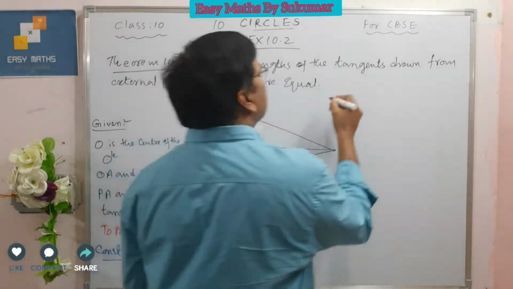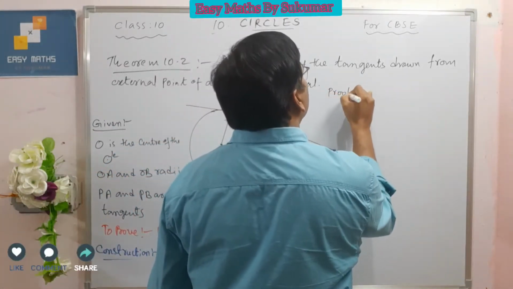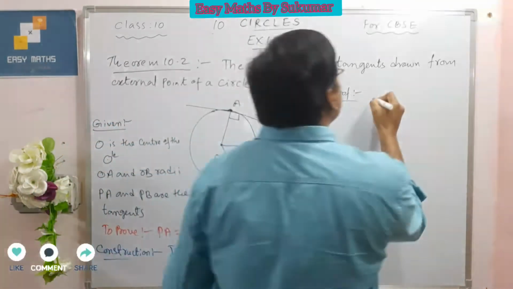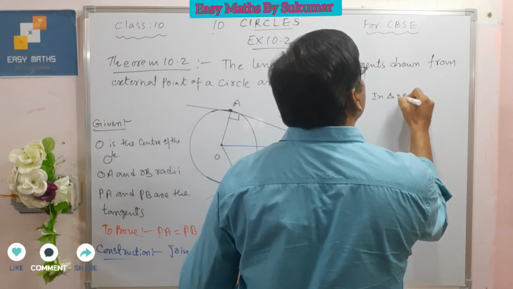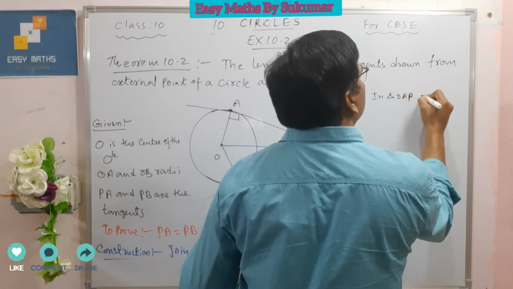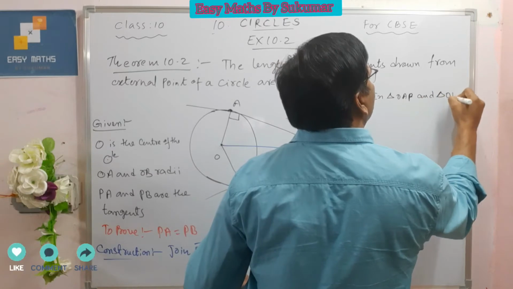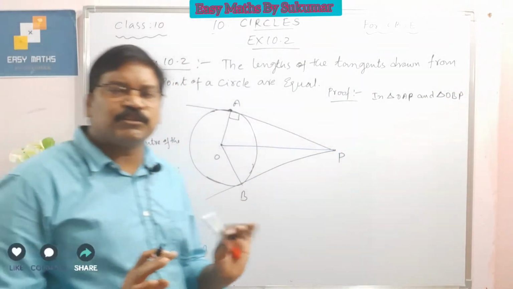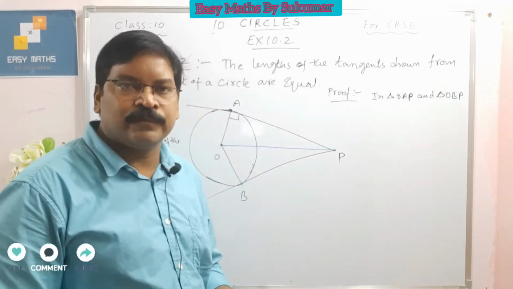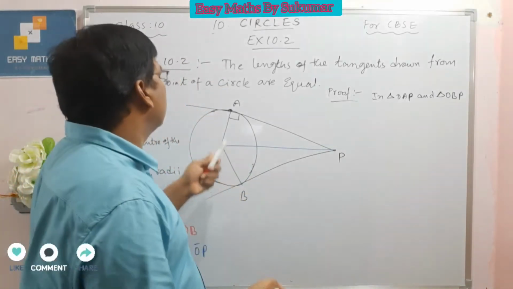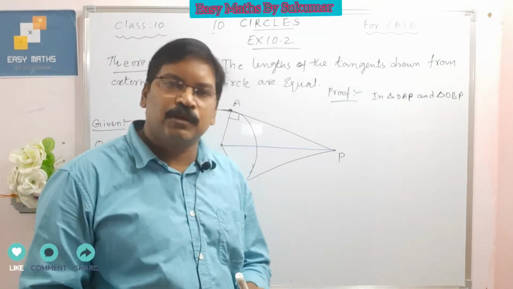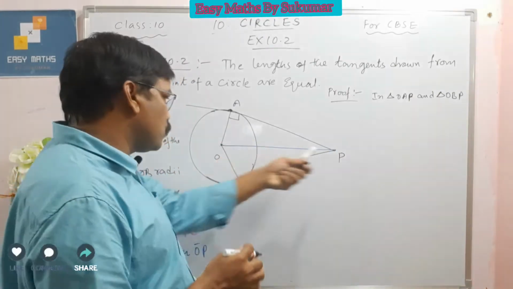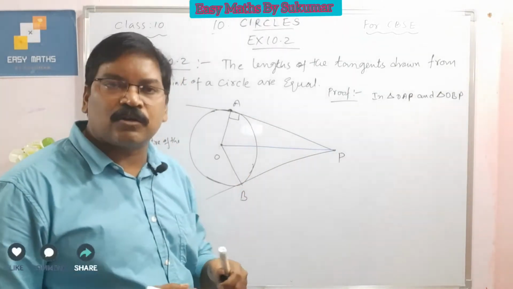See my dear students, here take the two triangles. In the proof, take the two triangles. One is triangle OAP, another triangle is OBP. Just we take the two triangles and make them congruent. Then we can write that PA and PB are equal according to CPCT. Okay. So now our aim is to prove that triangles OAP and OBP are congruent to each other.